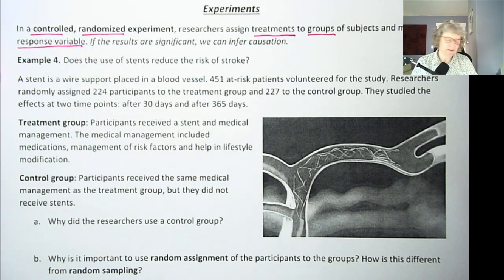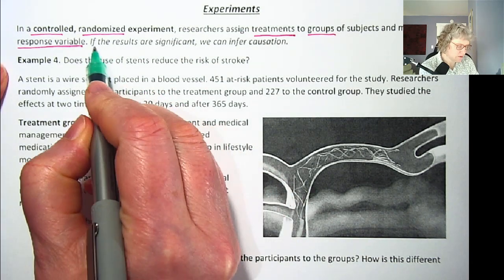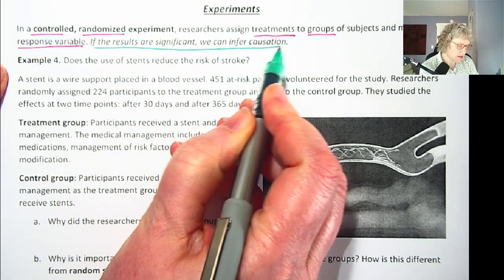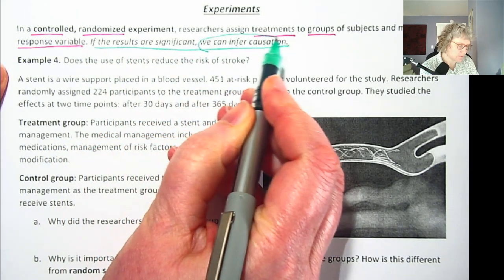So we'll talk about all the vocabulary words. And if the results are significant, we can infer causation. So this is different than an observational study where we cannot infer causation. So we'll talk about why that is. So let me use a different color for that. If the results are significant, we can infer causation.